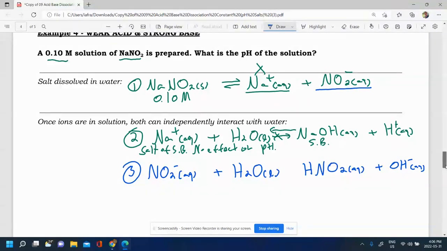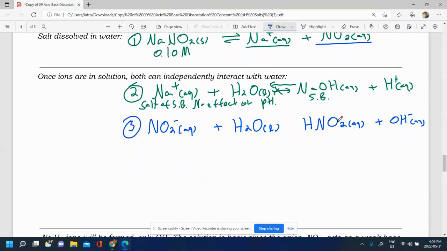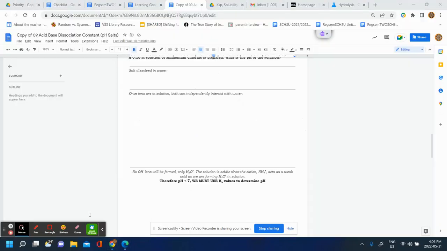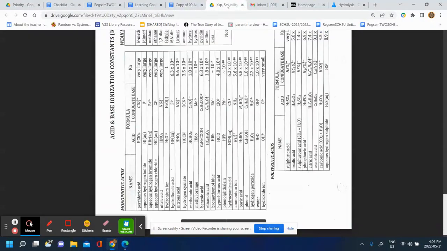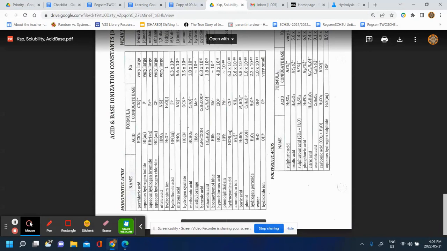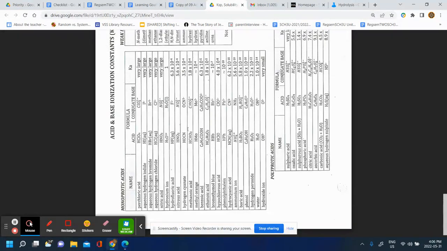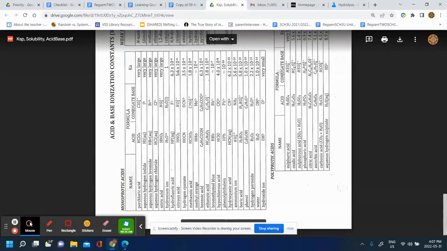I don't recognize this acid as being a strong acid from our list of acids we had to memorize, but let me go double check from our table here. HNO2 would be nitrous acid. And it doesn't have a very large Ka. So because it doesn't have one of these very large Kas here, nitrous acid is a weak acid.